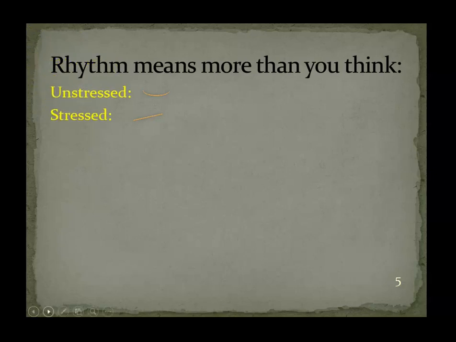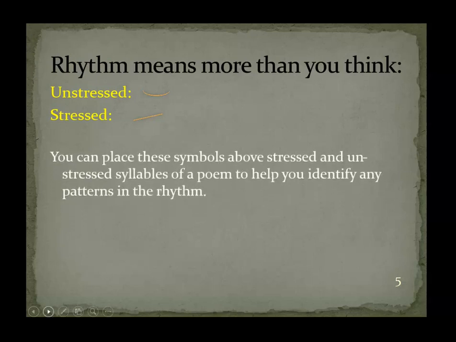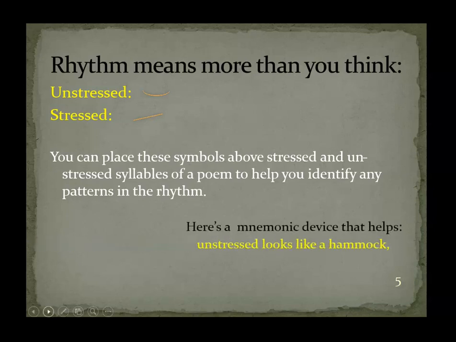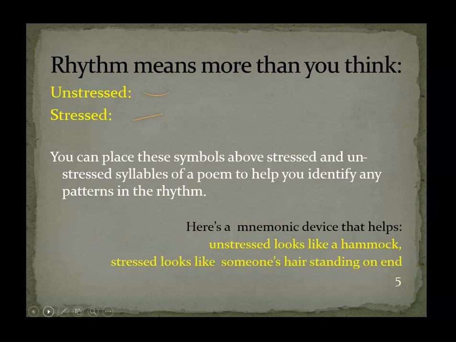A stress or accent on a syllable has to do with whether we emphasize it or not, and it can get confusing because of the differences in how we each speak. But we can usually identify the stresses in words with some consistency. There are even markers poets use to scan a word or phrase. Scansion is the word for marking all the stressed and unstressed syllables in a poem. Here's a mnemonic device that helps. An unstressed syllable mark looks like a hammock, while a stressed syllable mark looks like someone's hair standing on end.